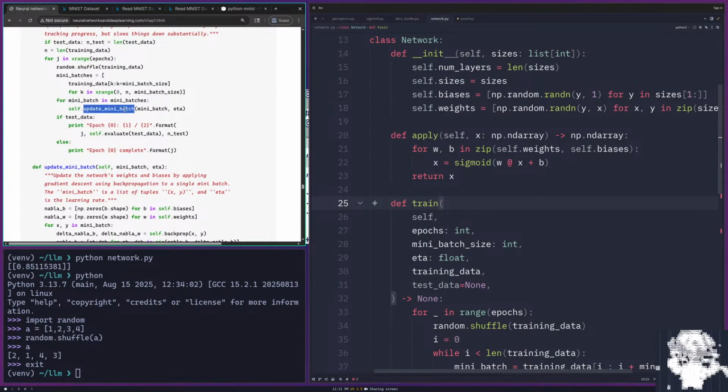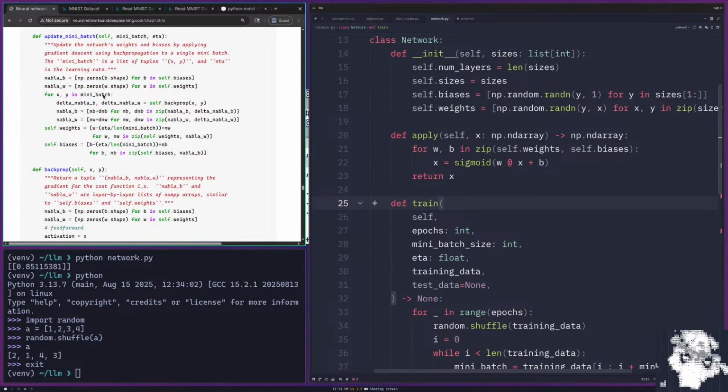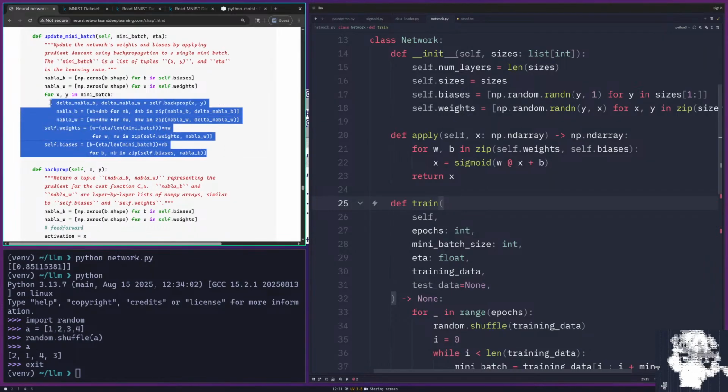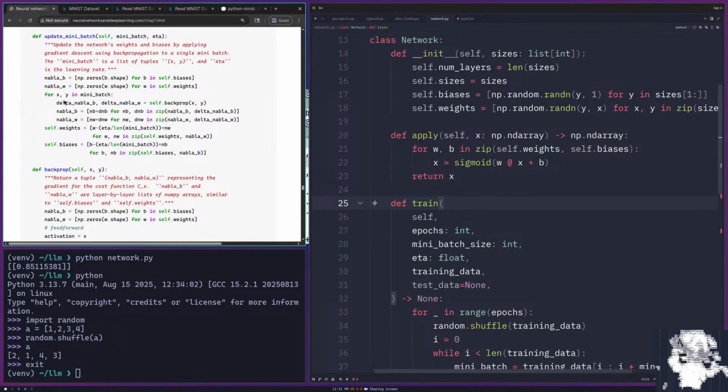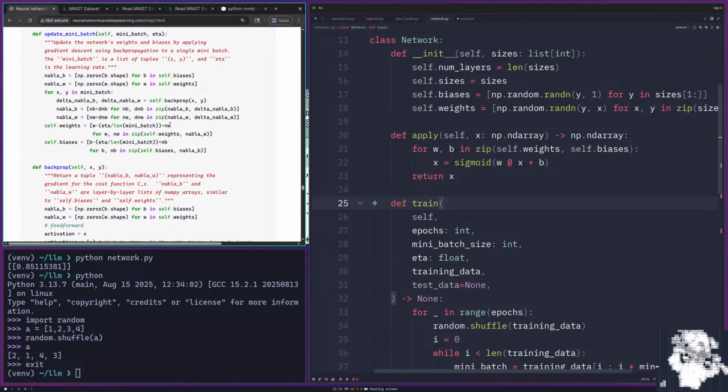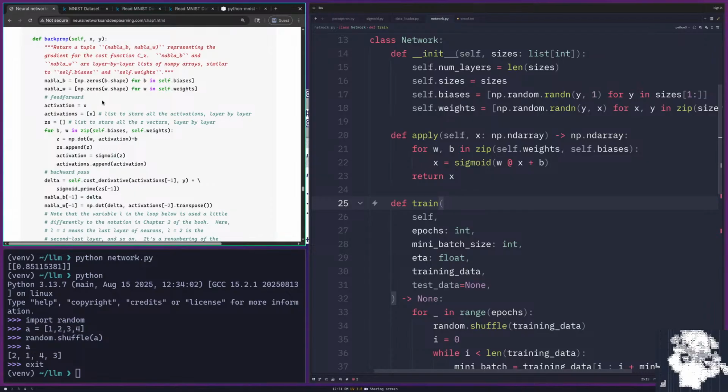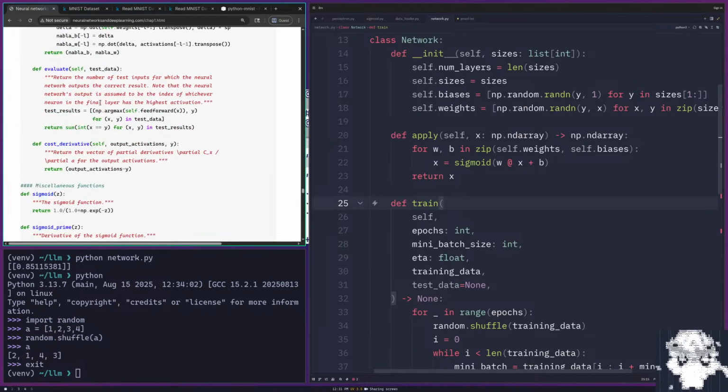Update mini batch is what we just went over. We had to read how they're doing it to understand a little bit. Backprop, they did not even explain. I'm going to skip over it.